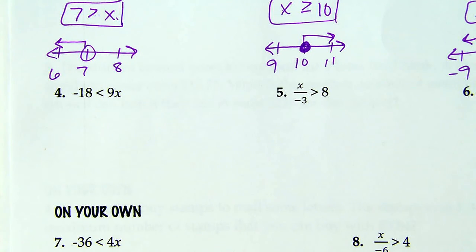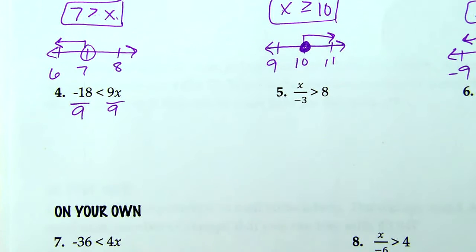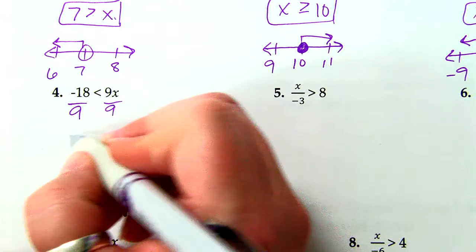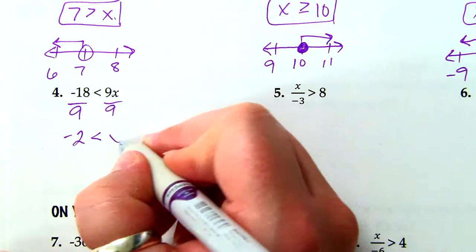Okay, number 4. So this one, we're going to divide by 9. And there is a negative in the problem, but the negative is not attached to the number that's on the variable. So we're not going to flip the sign here. The only reason we would flip the sign is if this 9 was negative.